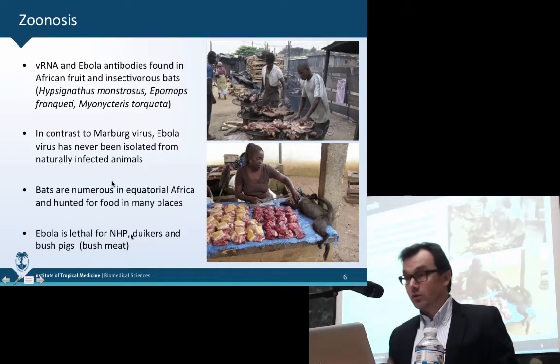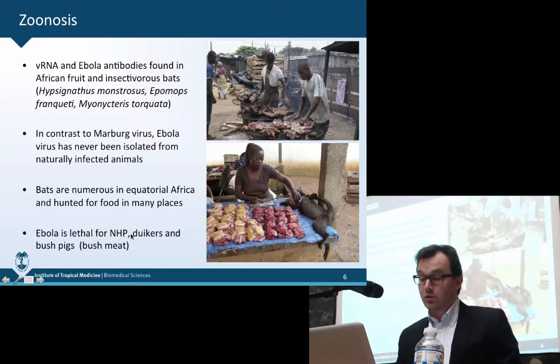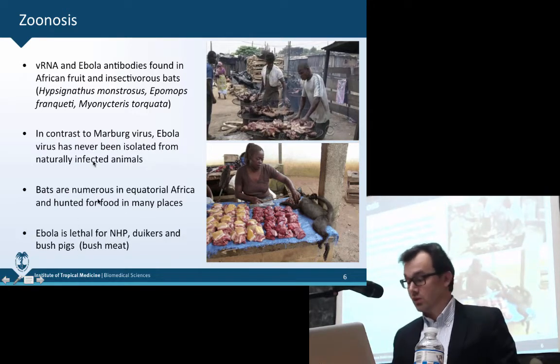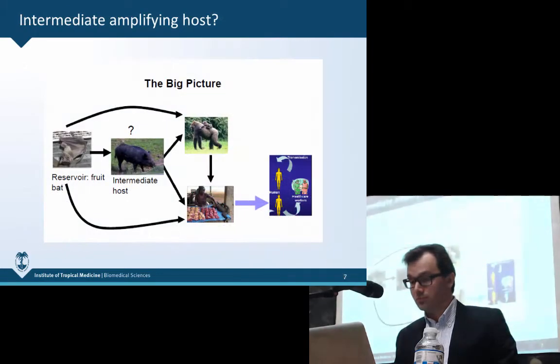Ebola is lethal for non-human primates, for duikers, that's a kind of antelope species, and also for bush pigs or wild boars. And all of these animals are also hunted and consumed as bushmeat. But probably the picture is bigger.